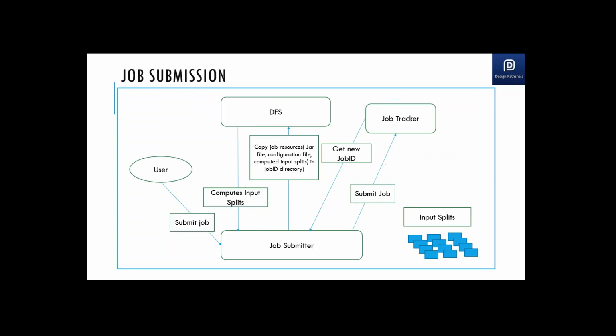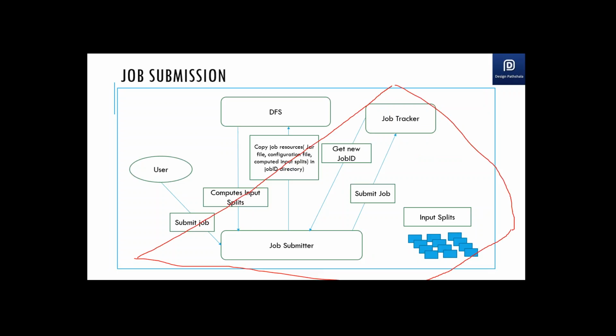Can you go back? Which process does this split? There's no split. We just compute the number of blocks which are associated to the file. So which process, the job tracker or the task tracker? The job tracker. Everything is happening on the job tracker node only.